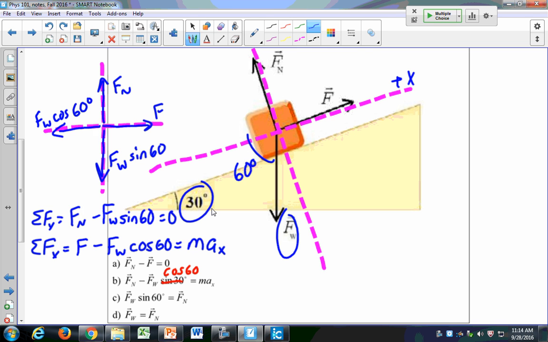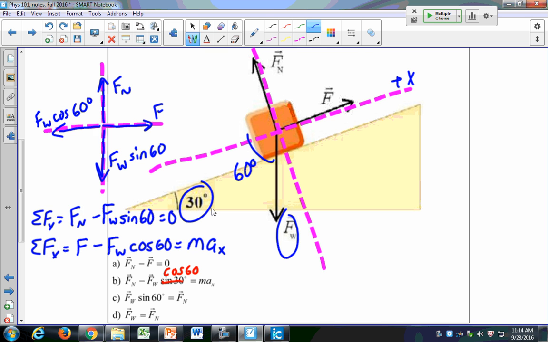I think I understand what you're saying. So once we figure out that this angle is 60 degrees, we forget about the 30. Okay? And then when we're finding the x component, it's always cosine of this angle. When we're finding the y component of the vector, it's always the sine of this angle. But you remember with our x and y components of our vectors, and just forget that this 30 even exists.